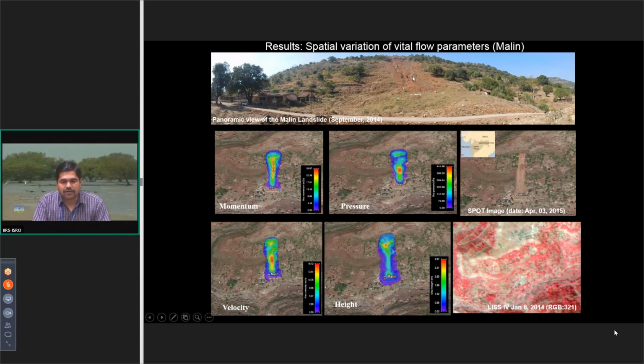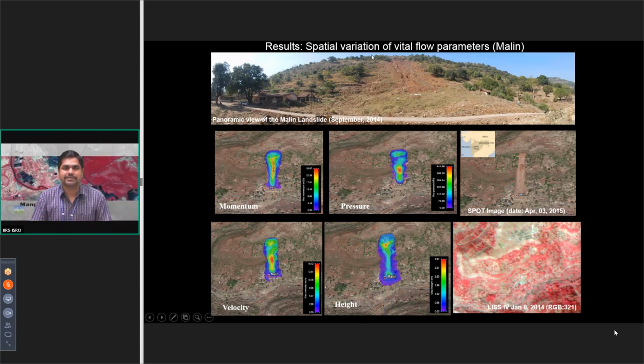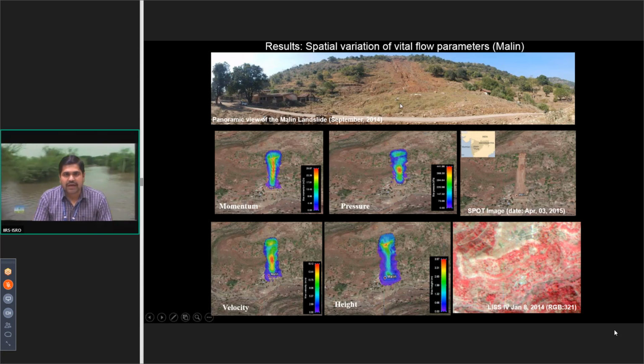This is how, as I told, we have to take our model from Himalaya to Deccan Trap Hills. Deccan Trap Hills also have some places very notorious for landslides, Sahyadri Hills especially. This is a village called Malin, very close to Pune city. In 2014, in the wee hours of a monsoon night, a landslide happened from the weathered basalt material, and the whole village, between this edge and that edge, got completely wiped off.